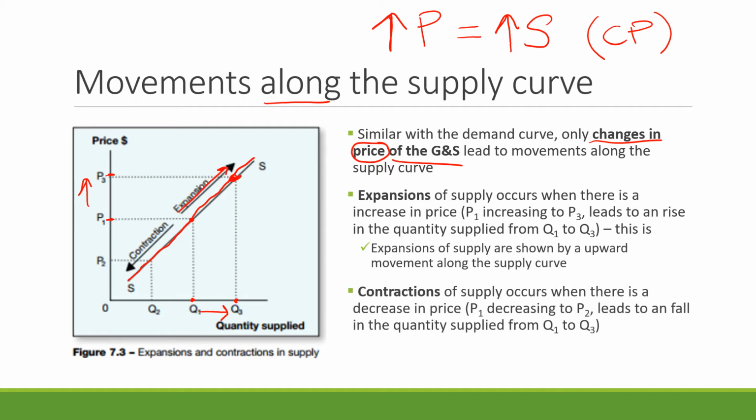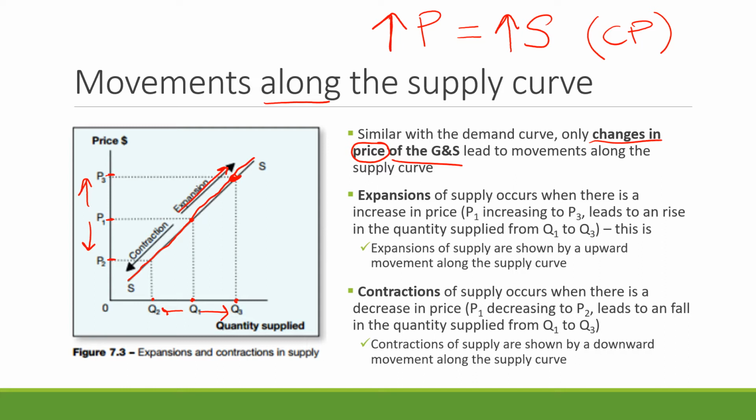Now, when we're looking at a contraction of supply, based on our law of supply, if the price goes down, then the supply goes down as well. So here we can say that we have a decrease in the price from P1 to P2 now. And as a result, we can see a contraction in supply from Q1 to Q2. And there's a contraction in supply because suppliers are not as motivated to supply the good or service because the price has gone down for it and they don't see many opportunities. And so we have a downward movement along the curve.